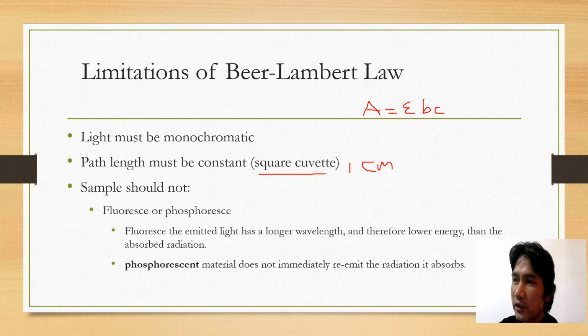Remember, as I said, from the ground state, as the electron of the material of the sample absorbs the energy of the photon, the electron moves to the excited state, and it goes back rapidly or very quickly to the ground state, and when it does, it emits energy. Phosphorescent material does not re-emit radiation rapidly.